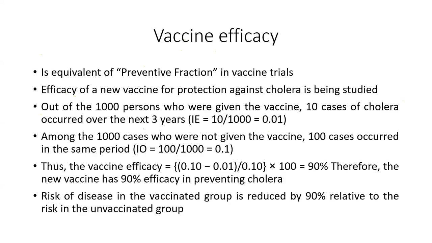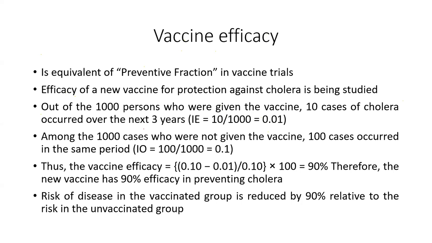Now, this is an example I have taken. Supposing there is a new cholera vaccine in the market, and the incidence in the vaccinated is 0.01 and the incidence in the people who do not get the vaccine is 0.1. You will calculate the preventive fraction, or the vaccine efficacy, as the incidence in the unvaccinated minus the incidence in the vaccinated, upon unvaccinated, which gives you a value of 90%. This is the efficacy given by the company, that our vaccine has a 90% efficacy in preventing cholera. What does it mean actually?